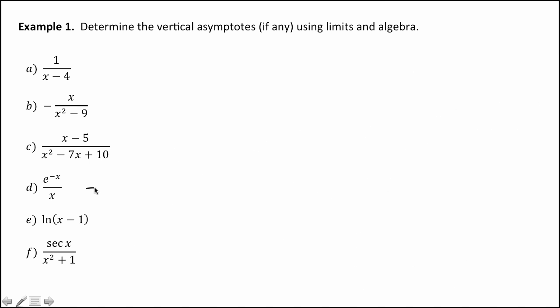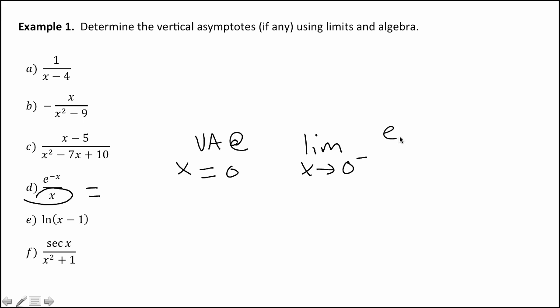Okay, let's do part D. Clearly we know that the vertical asymptote is going to be at x equals 0, because that's when the denominator is 0. So let's go ahead and do the one-sided limits for this. We're going to do 0 from the left side.